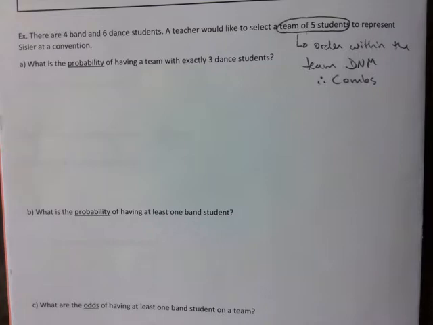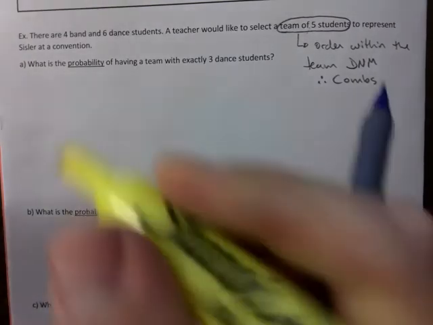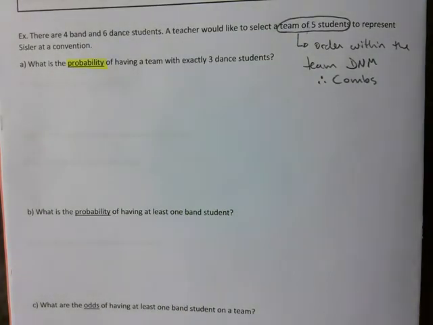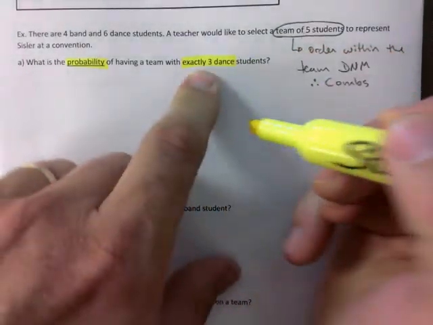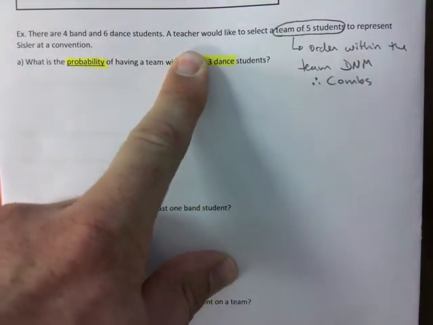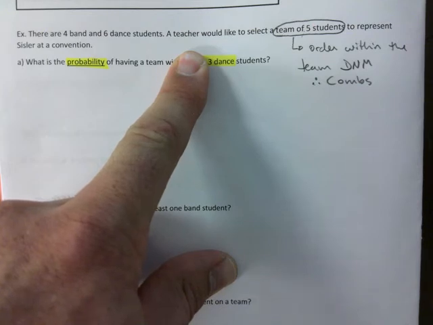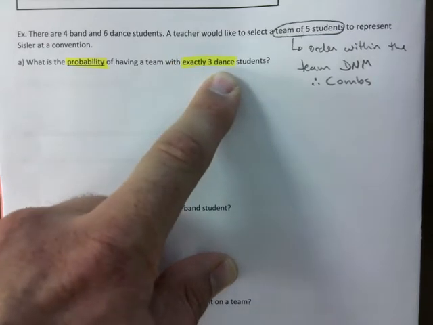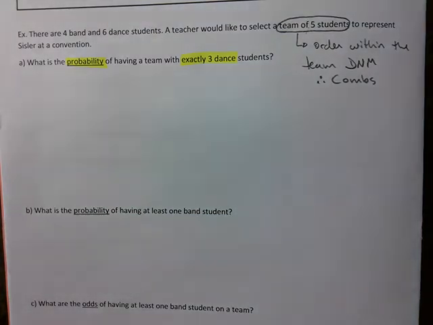So A, what is the probability? I'm not asking anymore how many arrangements. I'm asking you for probability. What's the probability? So you know it's going to be a fraction, of having a team with exactly 3 dance students. Exactly 3. I put in the word exactly, but I could have just written it like this, 3 dance students. And then you have to know, if it's just written like that, it's not at least or at most, it's exactly 3. Then let's make the group. Watch how I'm going to approach this.